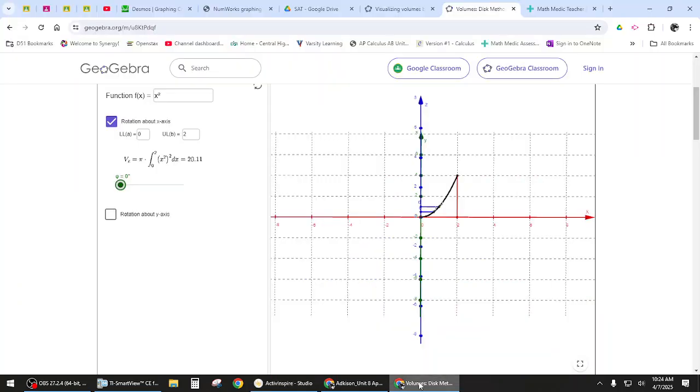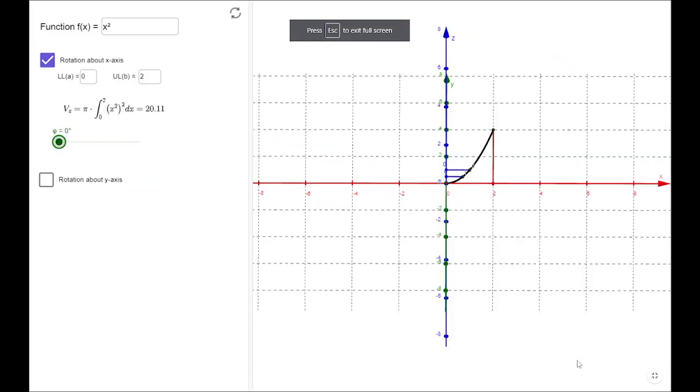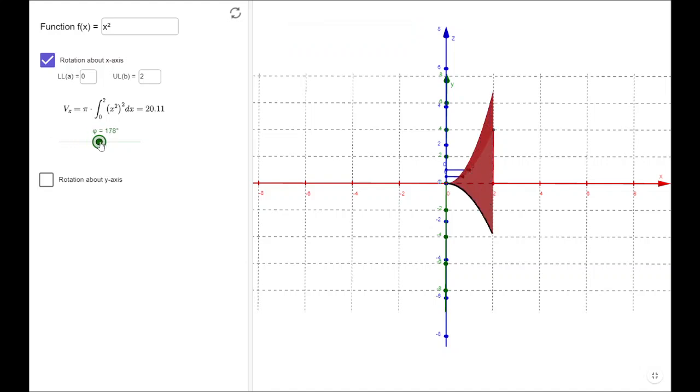So I just wanted to use this applet to demonstrate and remind us what we're doing. This is x squared, our black line, and then the red line is x equals 2. I wonder if I can zoom this. It's a little better. You can see as we rotate it around, this is what we're doing. It's a lot better than being able to draw it.